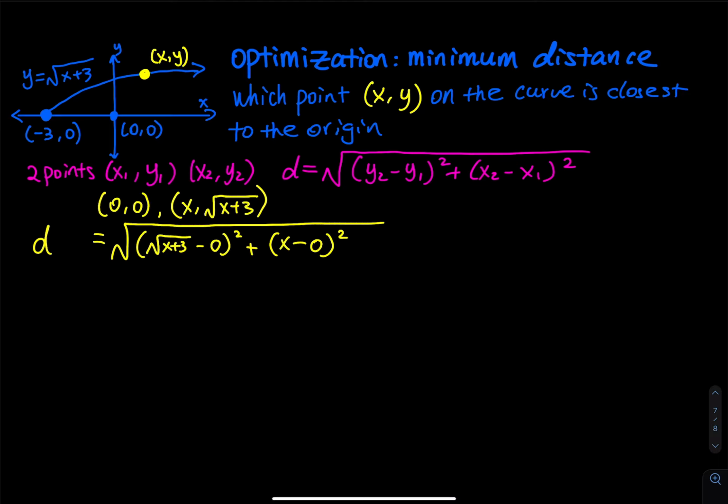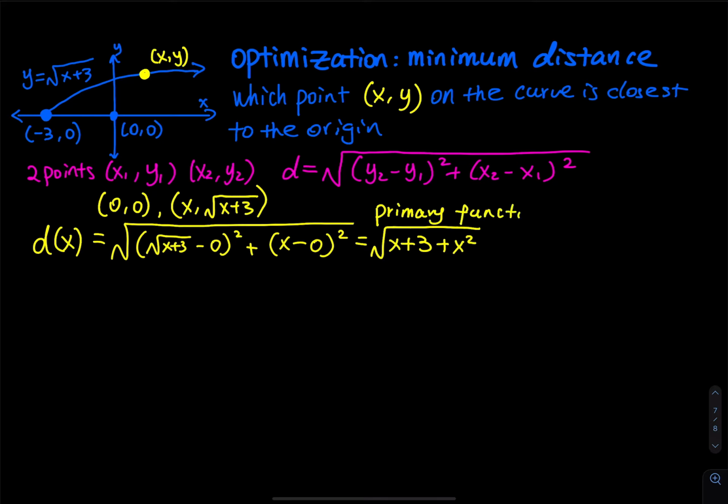All right, okay, so what is the next step? So next step, let's just continue right over here, and then before we do so, this is in terms of one variable, so I am going to call this d of x. And then this one, the square root, so that is gone, right? So we have x plus 3 and then plus x squared. So that is our primary function, and there is no secondary. We are going to be focusing on this distance formula.